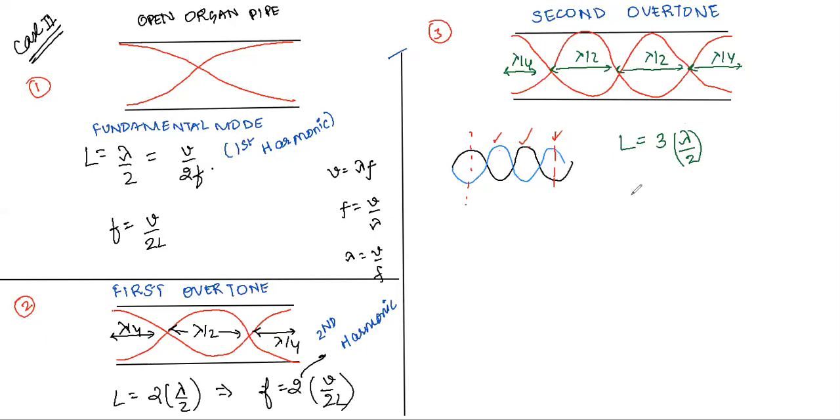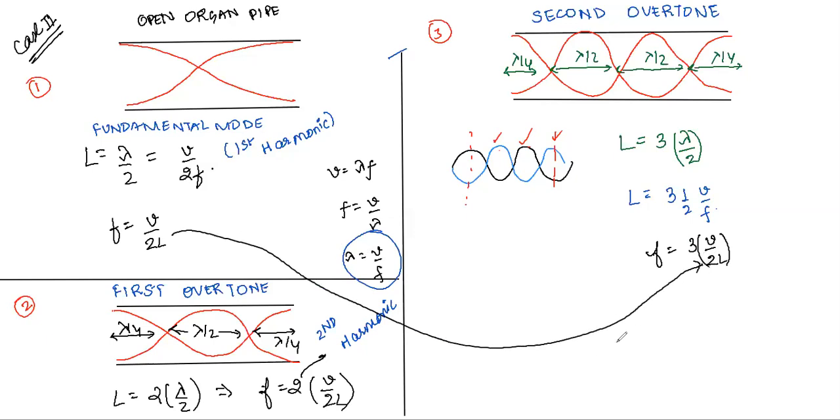So what kind of expression are we going to have here? Instead of lambda, what can we substitute? Lambda is equal to V by F. So we'll write L is equal to 3 times 1 by 2 V by F. Let's exchange the positions of frequency and length. So F is equal to 3 times V by 2L, correct? Yes, sir. Now V by 2L was the frequency of the fundamental mode, the fundamental or first harmonic. How many times the first harmonic is the frequency in this case? 3 times. So what type of harmonic will I call it? Third harmonic. Very good.